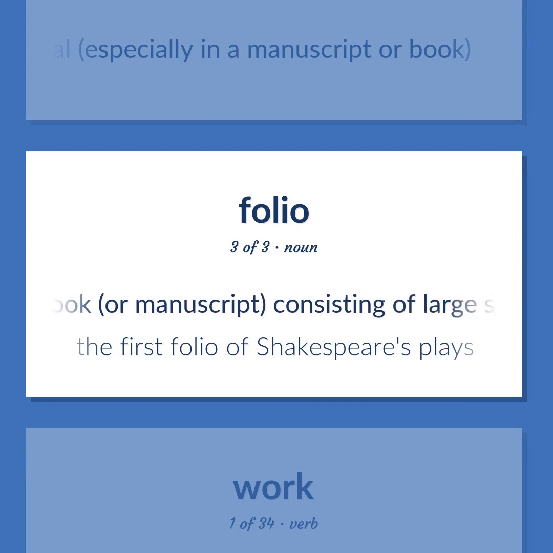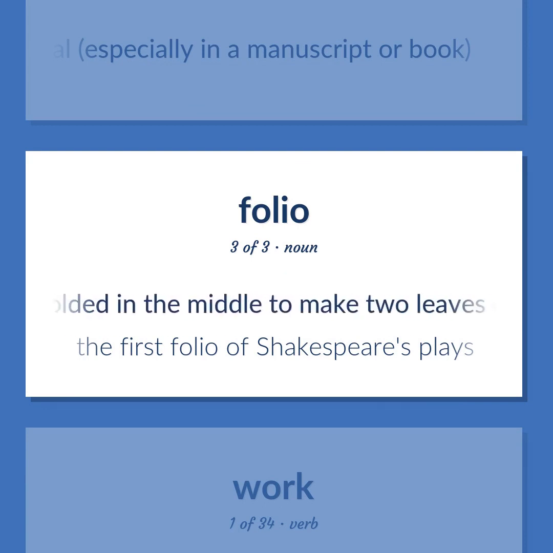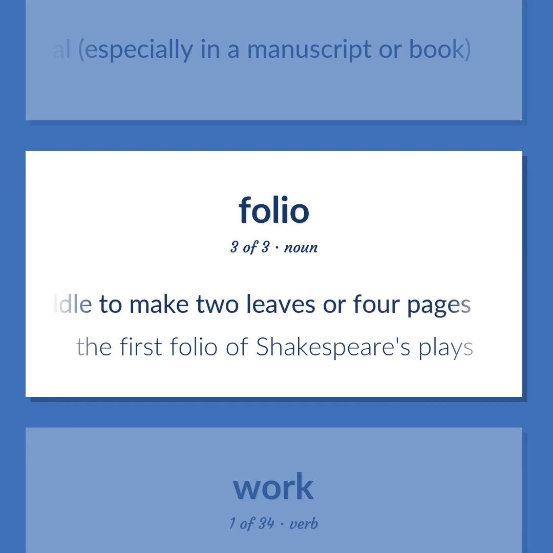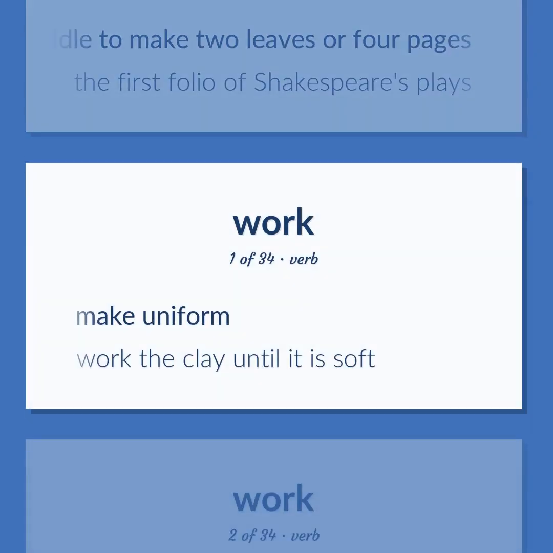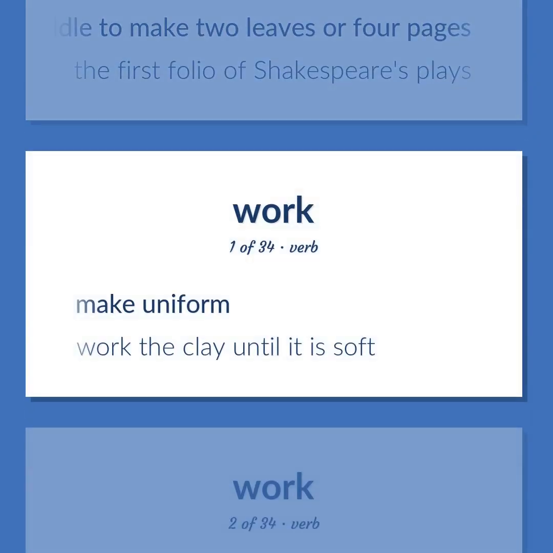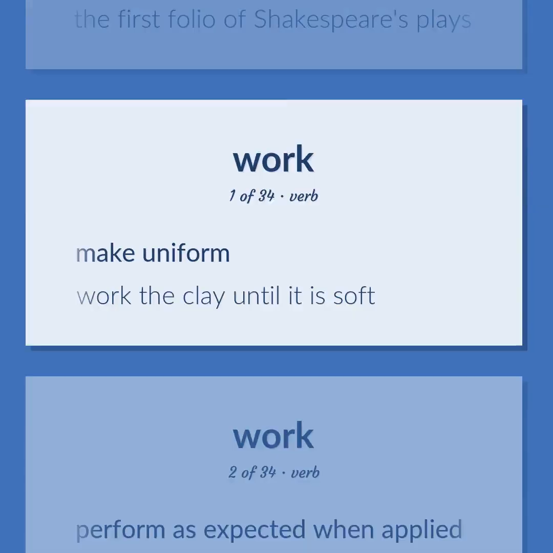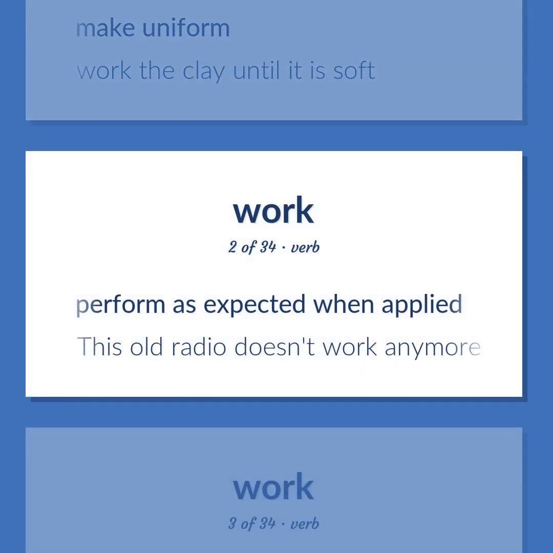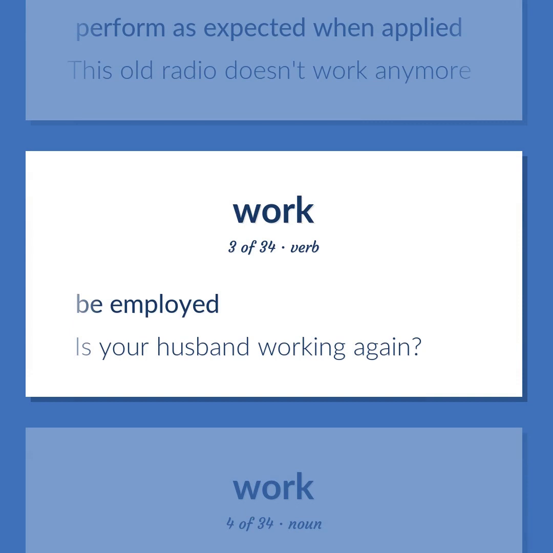A book, or manuscript, consisting of large sheets of paper folded in the middle to make 2 leaves or 4 pages. The first folio of Shakespeare's plays. Make uniform. Work the clay until it is soft. Perform as expected when applied. This old radio doesn't work anymore. Be employed. Is your husband working again?